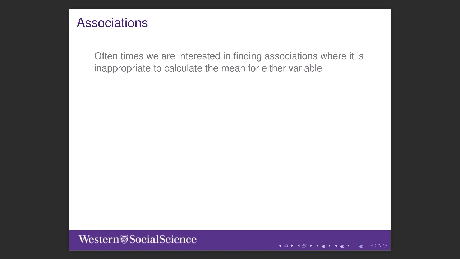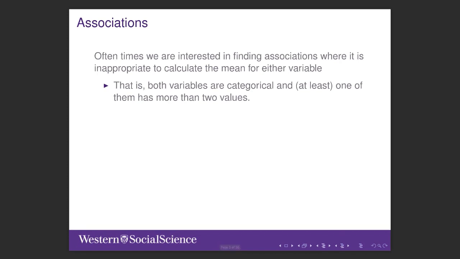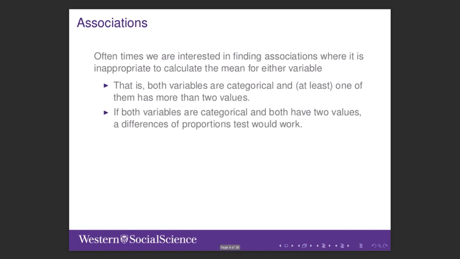We already saw how to compare means or proportions of two groups. This method can be quite useful, but there are lots of situations that are not amenable to this type of analysis. The one we're going to talk about today is the situation where both variables are categorical and at least one has more than two values. If both variables are categorical and both have only two values, a simple difference of proportions would work. In this more complicated case, where categorical variables have more than two values, we need different tools.